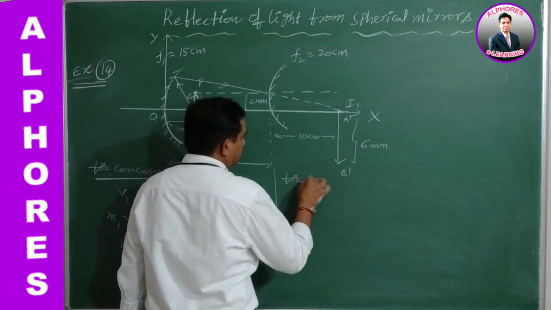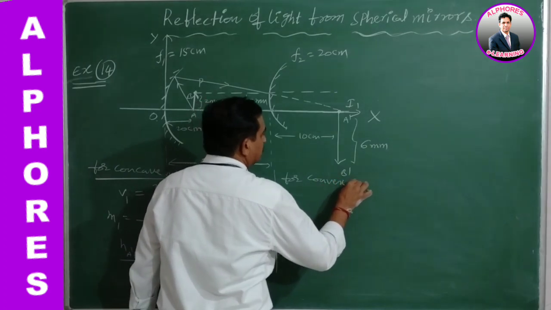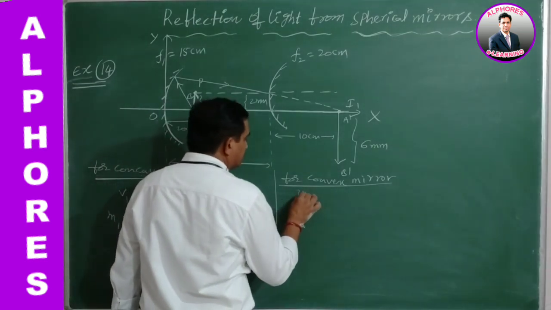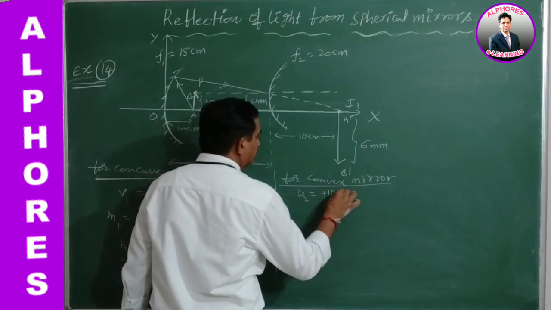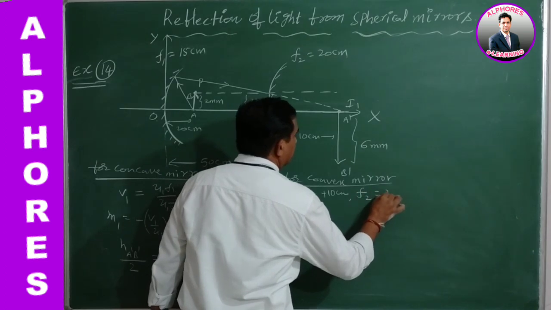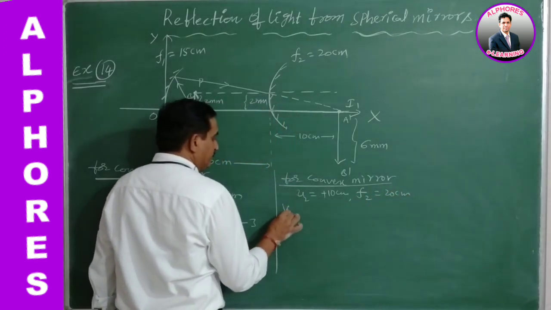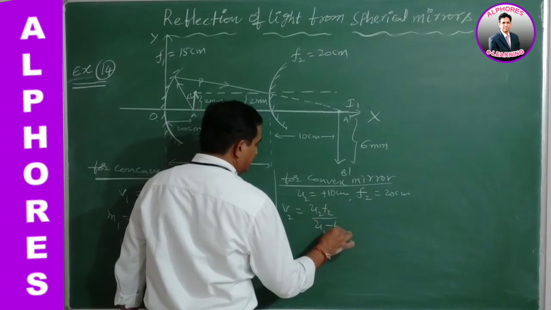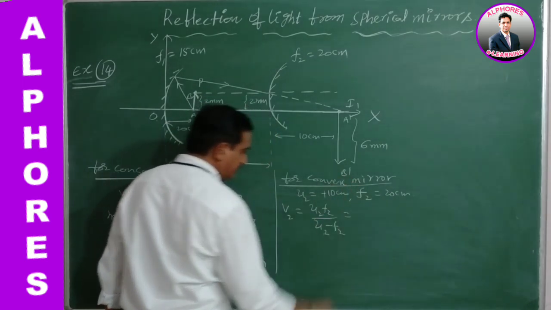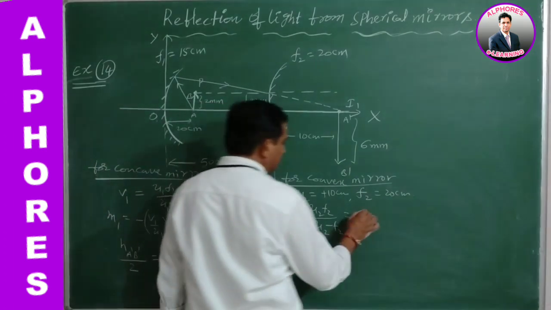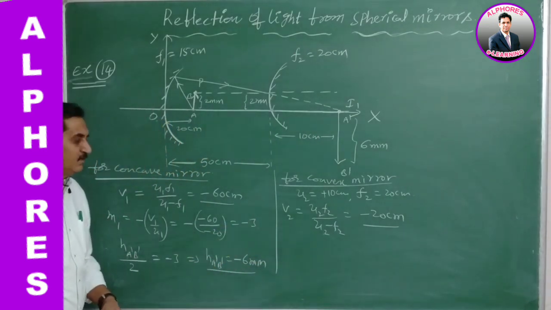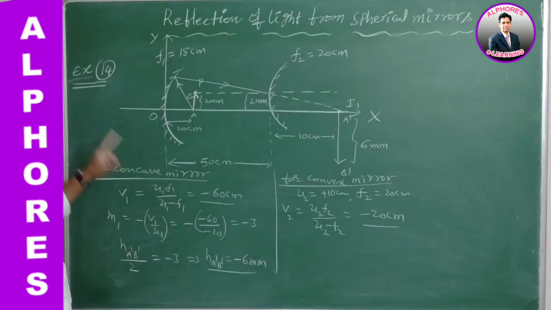For convex mirror. Okay. Now object distance U2 is plus 10 centimeters. Focal length F2 is 20 centimeters. Again, V2 is calculated as U2 F2 by U2 minus F2. By simplifying this, you will get minus 20 centimeters. Same answer we got in the previous question, that is example 13.